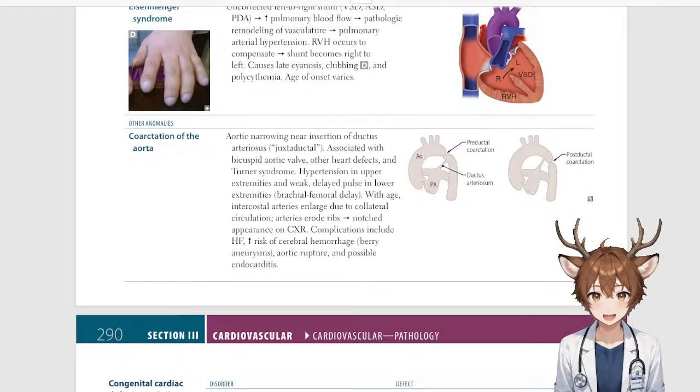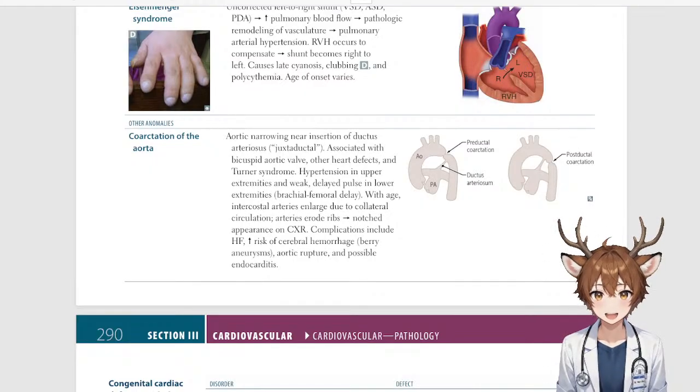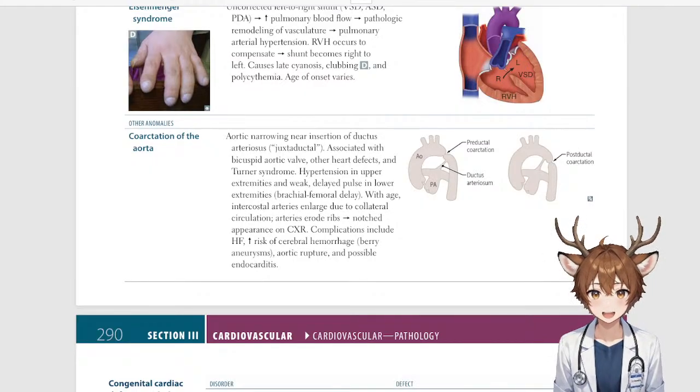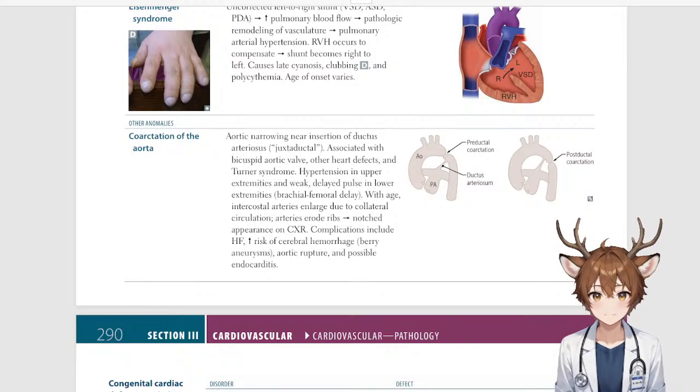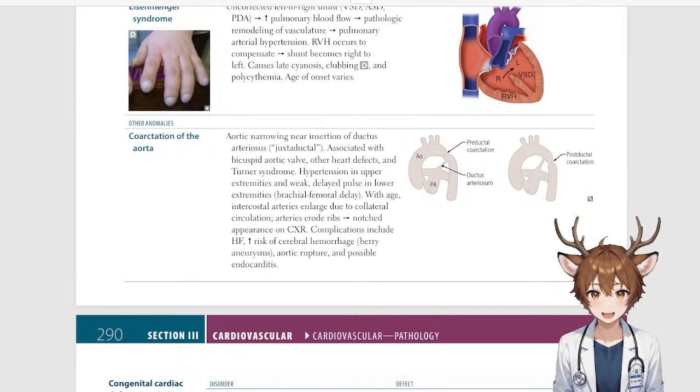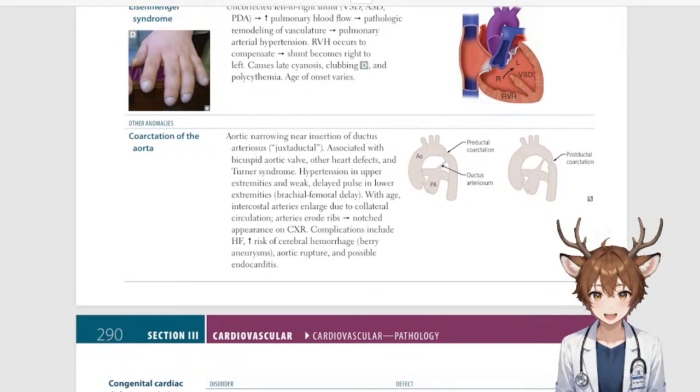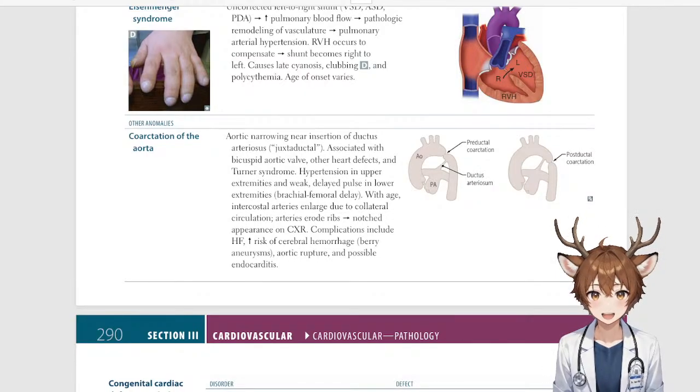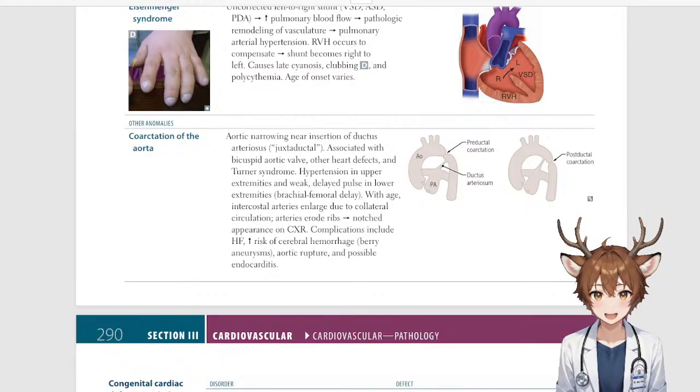Hypertension in upper extremities, cyanosis, claudication, coolness, and weak delayed pulses, brachiofemoral delay, in lower extremities. With age, intercostal arteries enlarge due to collateral circulation, leading to rib notching on X-ray. Complications include heart failure, increased risk of cerebral hemorrhage, berry aneurysms, aortic rupture, and infective endocarditis.